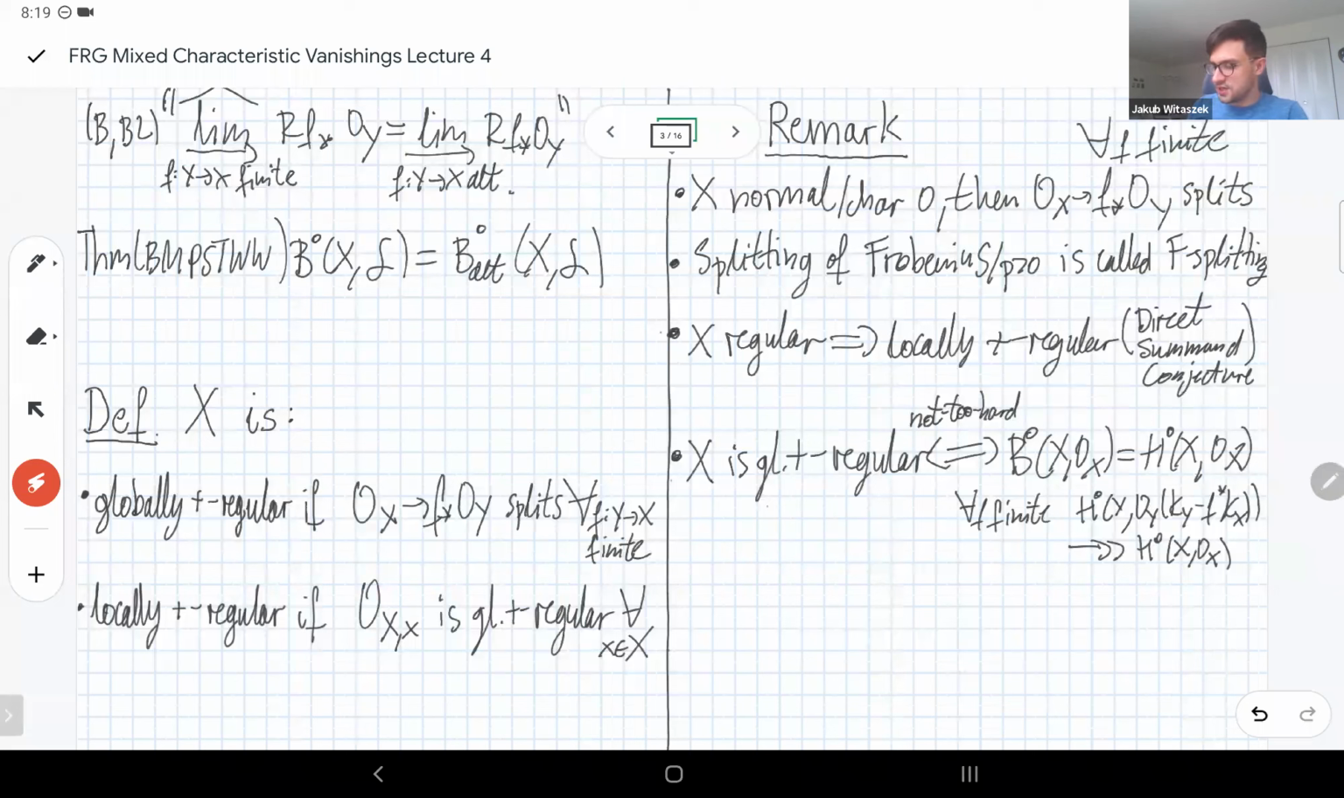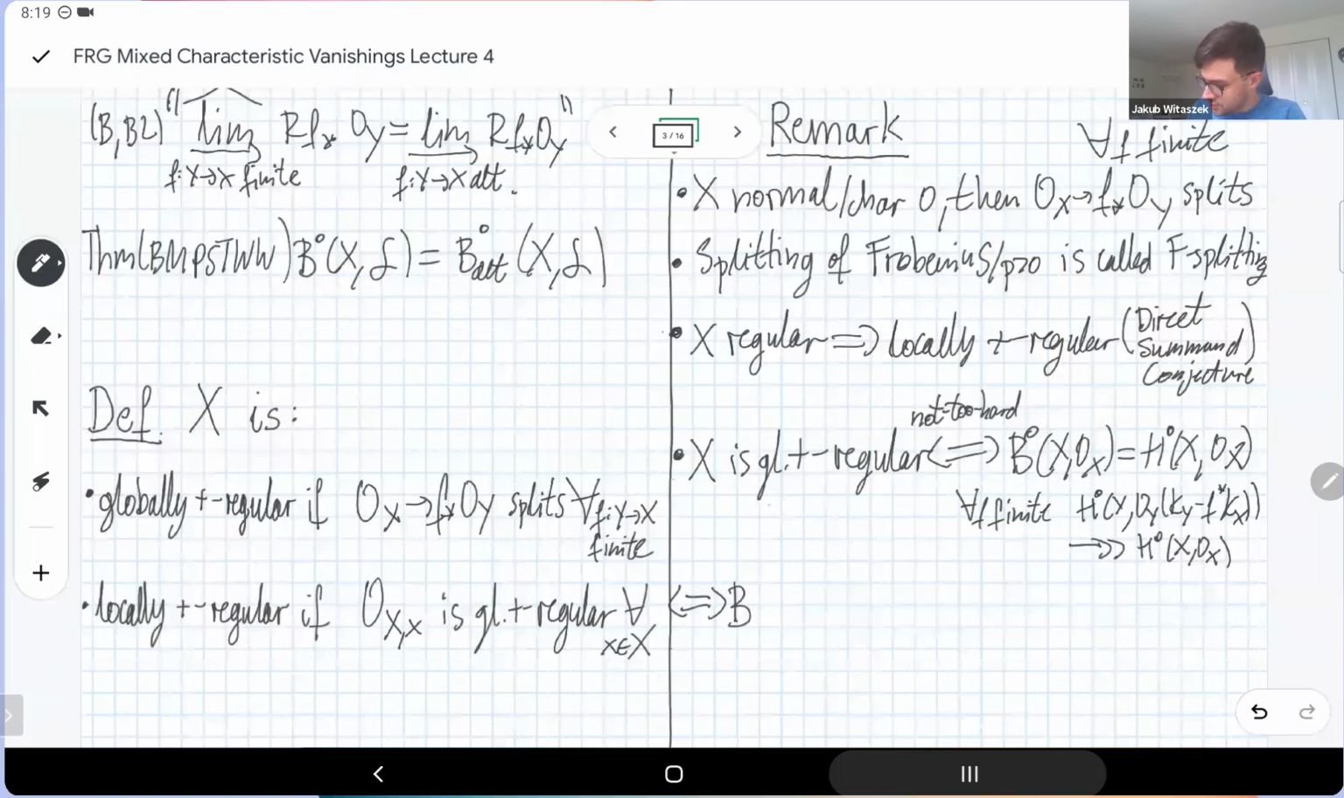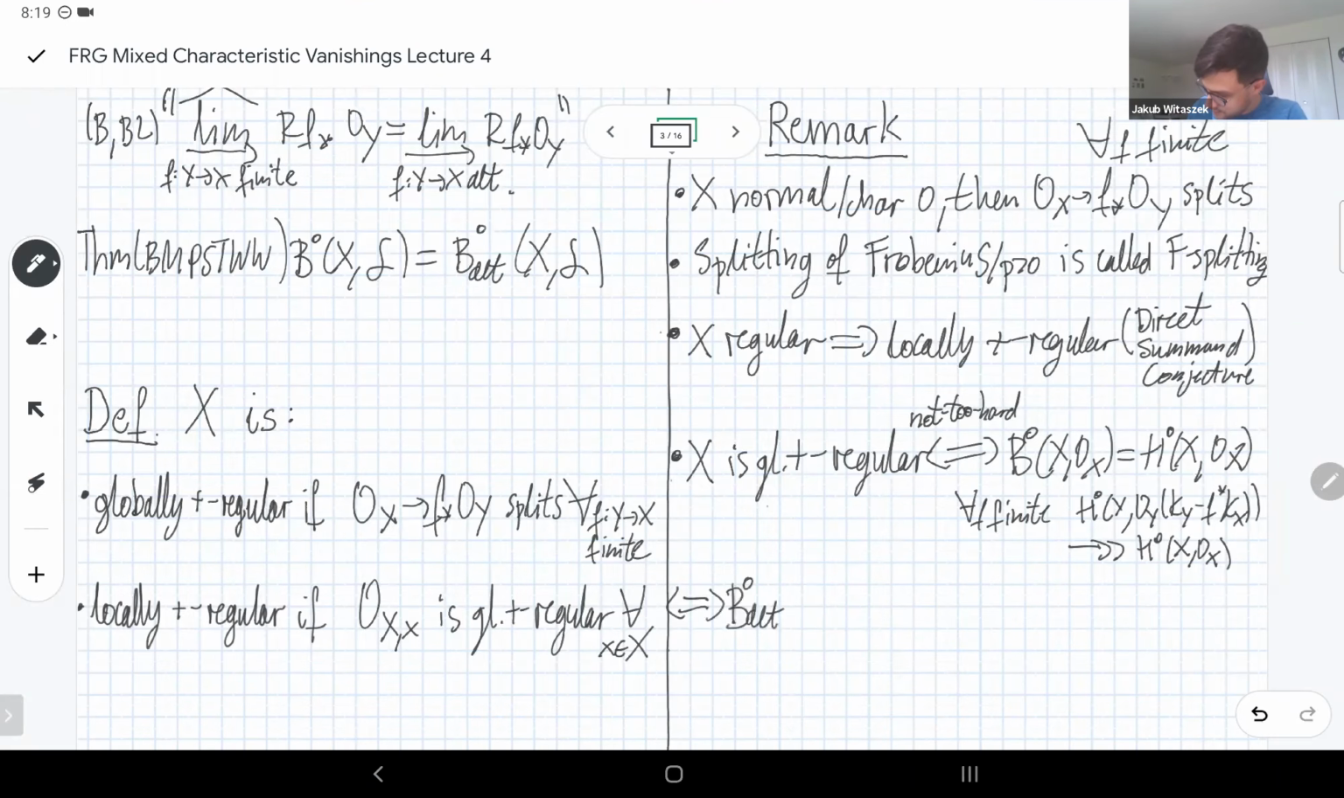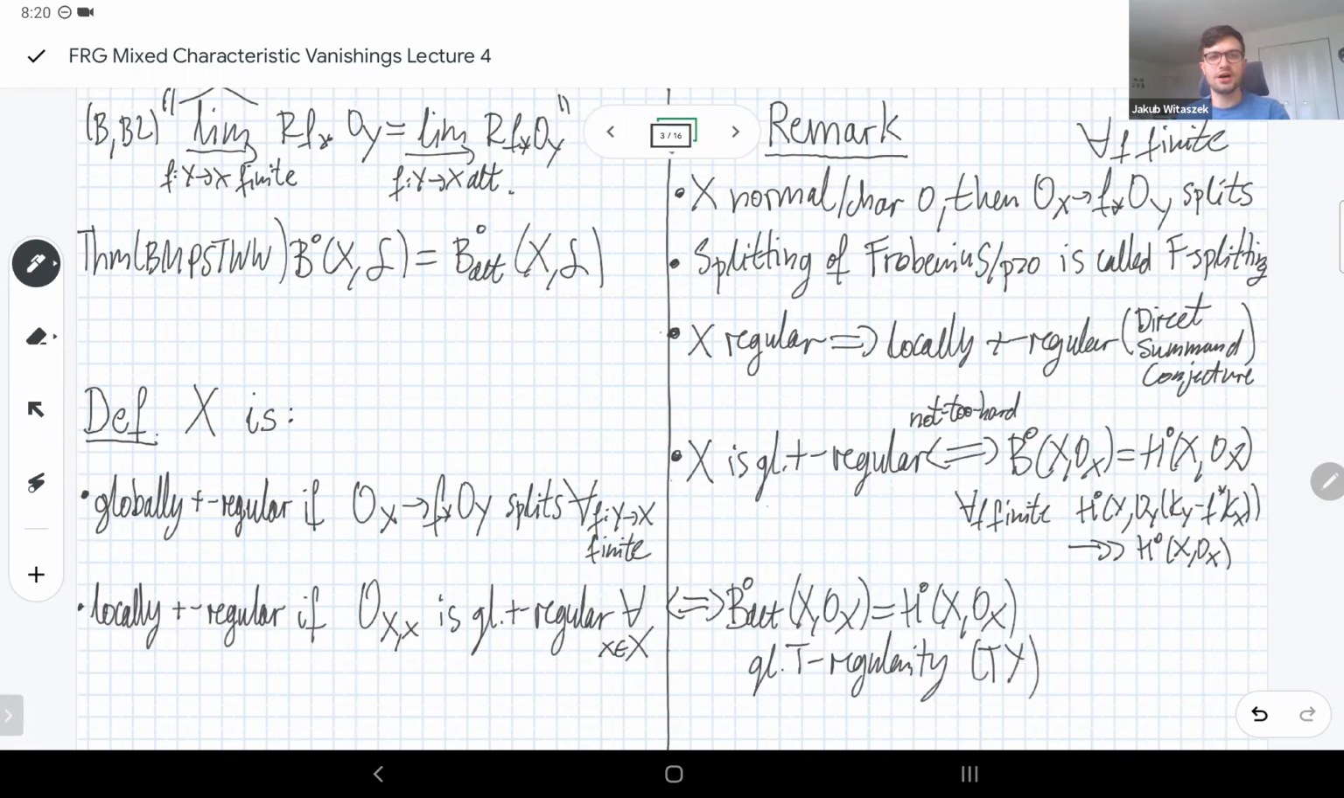But also, I just told you that B0 is equal to B0 alt. So this is equivalent to saying that B0 alt of X, O_X is equal to H0 of X, O_X. So in other words, all the trace maps for alterations are surjective, and that's exactly the notion of global T-regularity that Shaw talked about last time. So these two conditions are in fact equivalent. Okay, so this is the criterion.